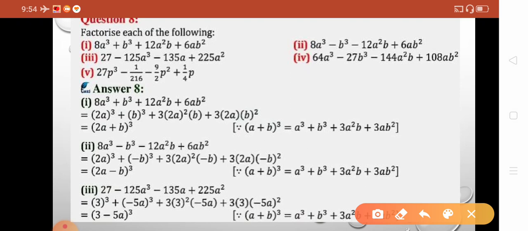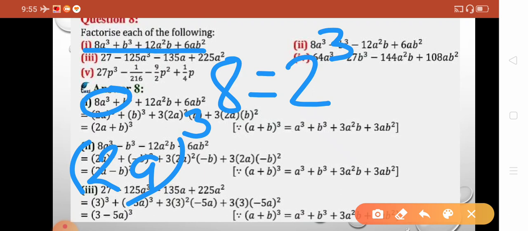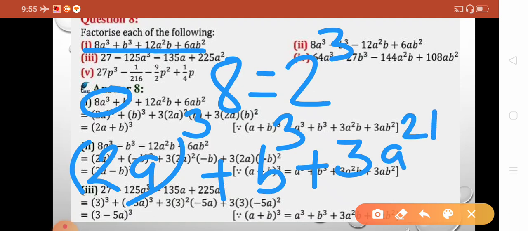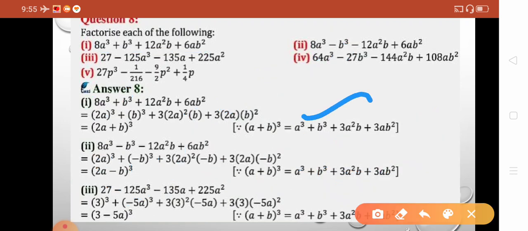Whenever you are given a cube, and 8 is the cube of 2, so 8a cube can be written as 2a whole cube plus b cube. That means a cube plus b cube plus 3a square b plus 3ab square. This is the formula for a plus b whole cube. So here we can write 8a cube as 2a cube plus b cube plus 3 into 2a square into b, that means 3a square b plus 3ab square. We have used this one.